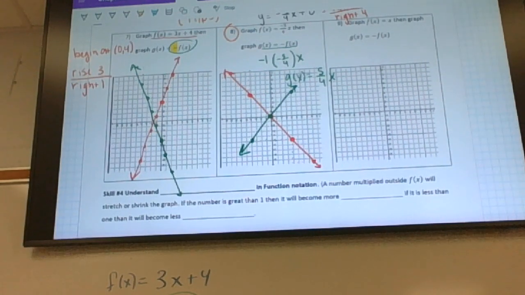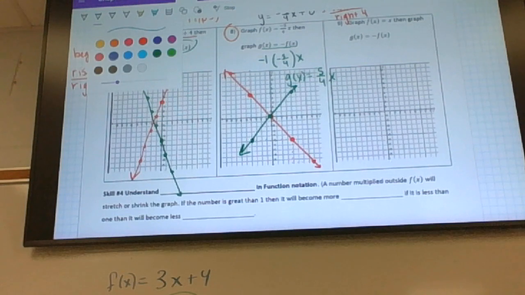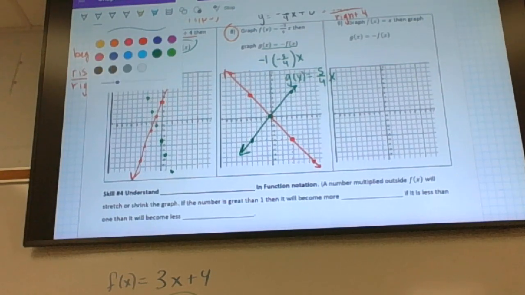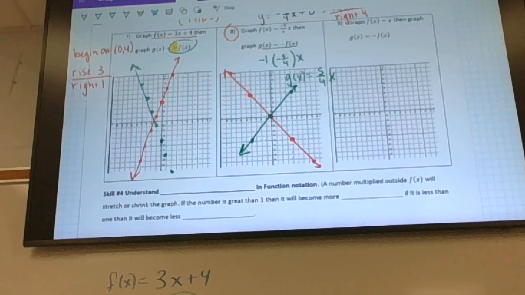Not yet. What is it? Strengths and stretches. Stretching. I understand the stretch and the strength.